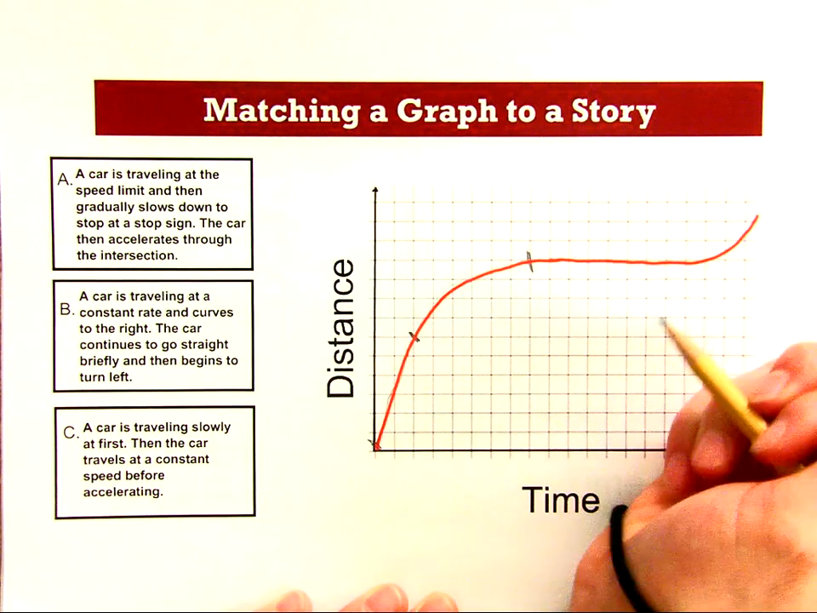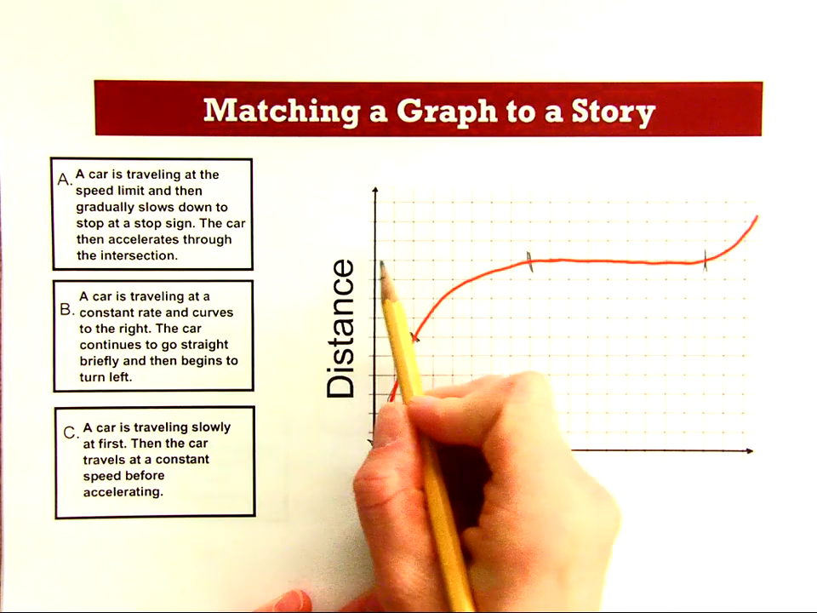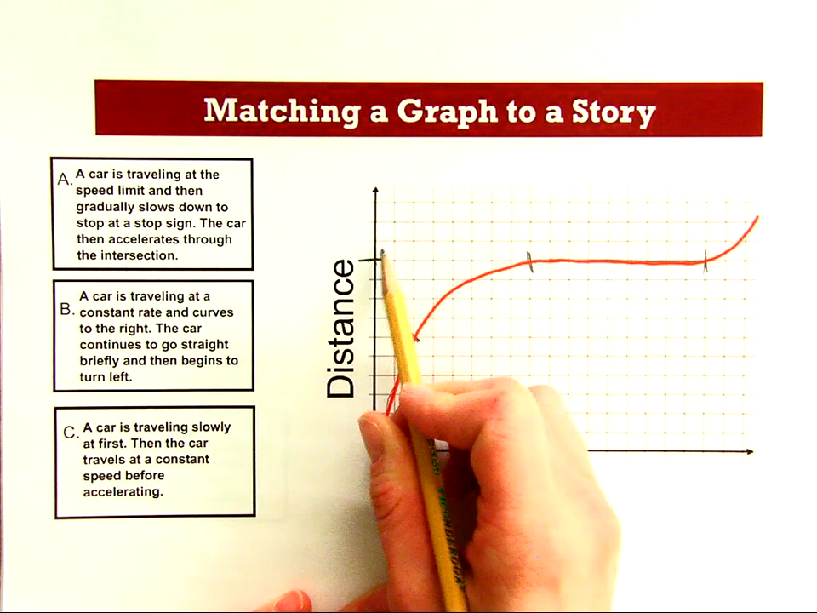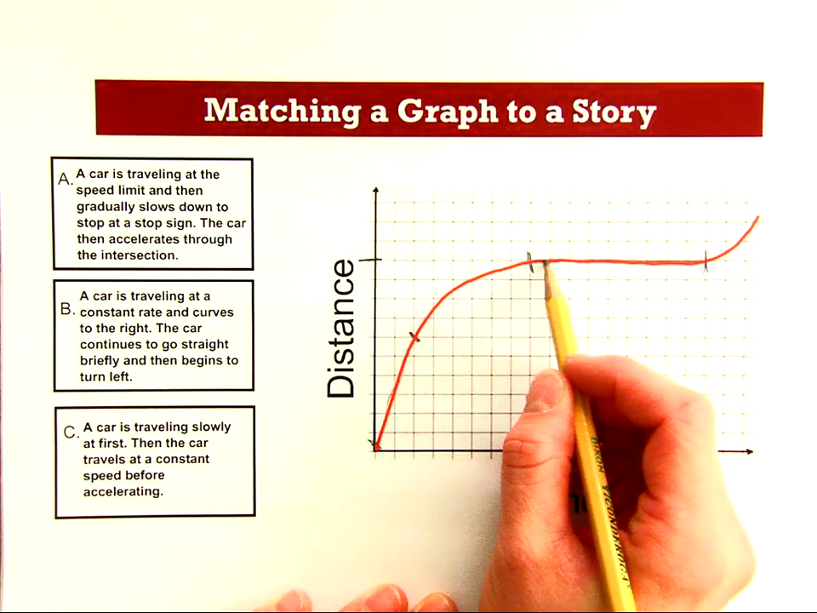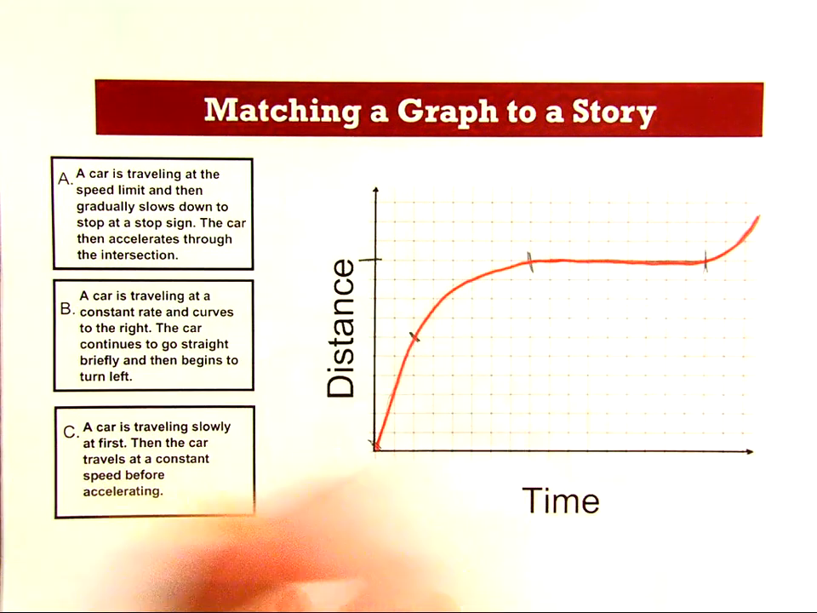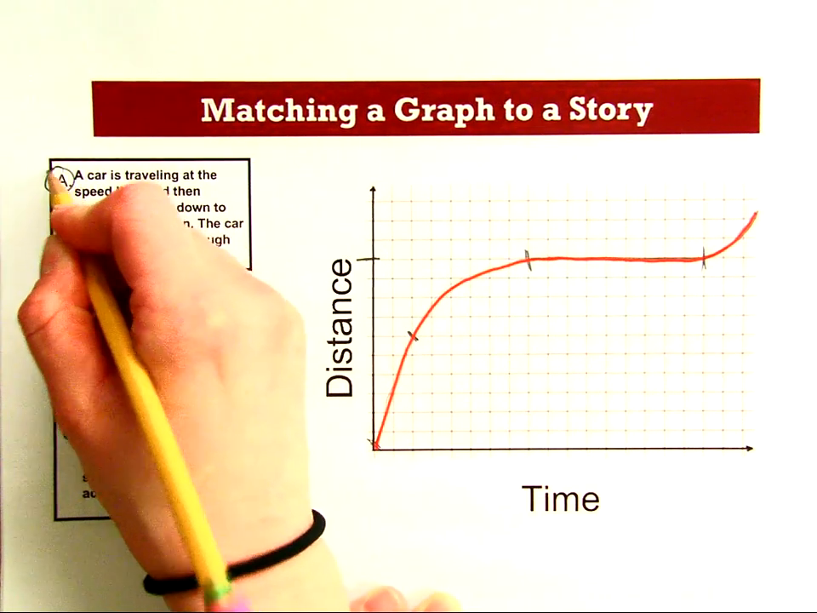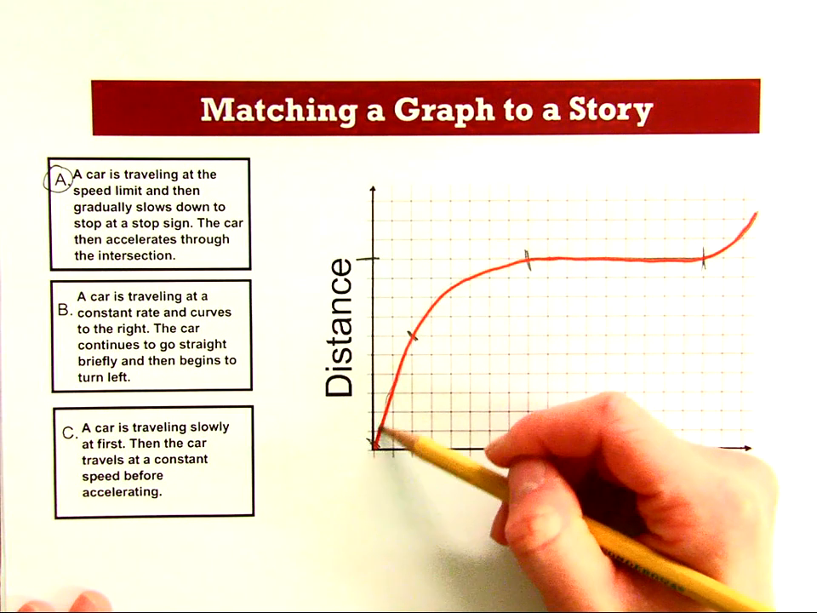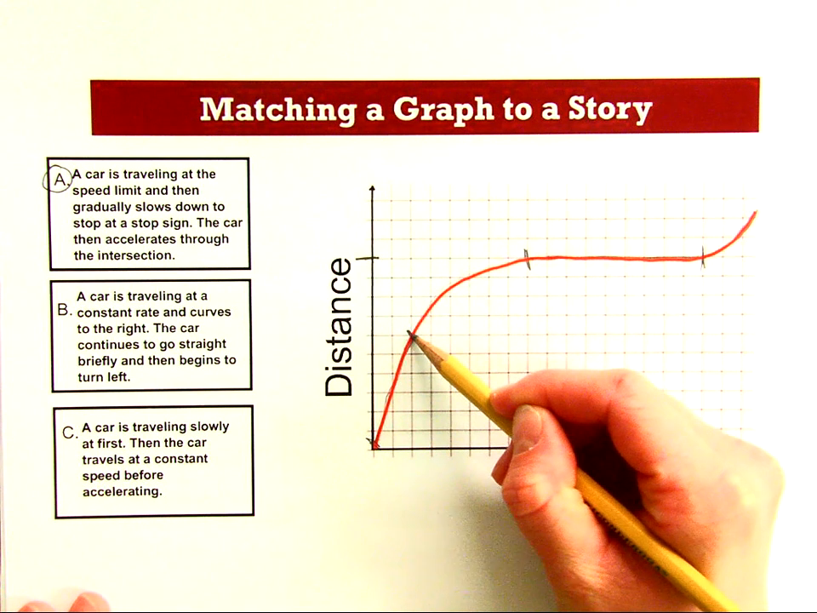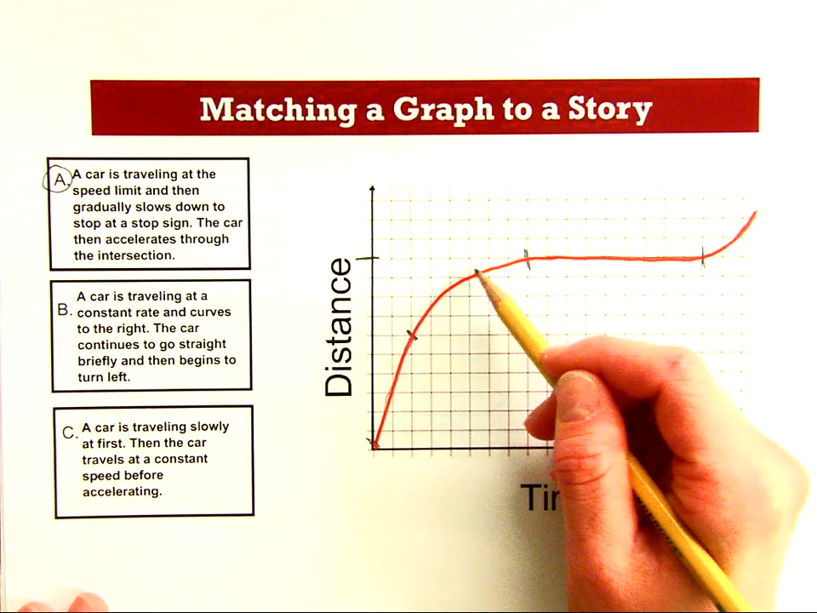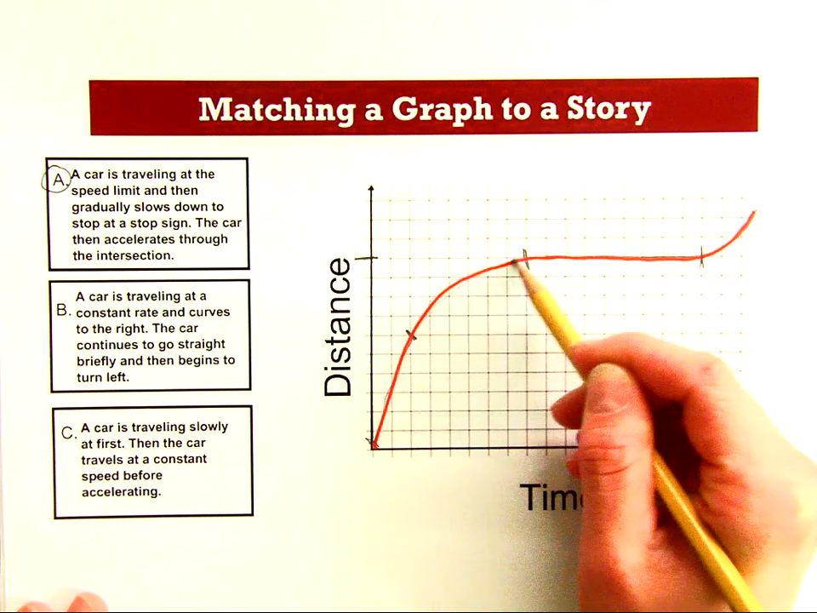And stops. So if I'm stopped, my distance isn't changing. So this does represent we're stopped, right? Our distance isn't increasing anymore. Then accelerates again, so my distance is going to start to increase. So A looks promising, but let's look at our other options. A car is traveling at a constant rate. Yes. Curves to the right, that doesn't do anything, except for maybe we're slowed down while we're going around a curve, right? This is showing that we're getting slower.